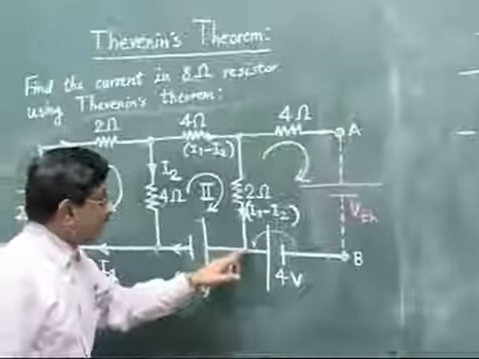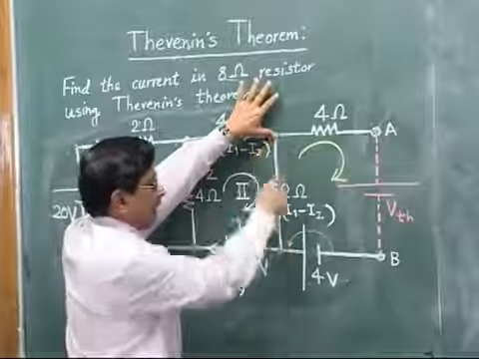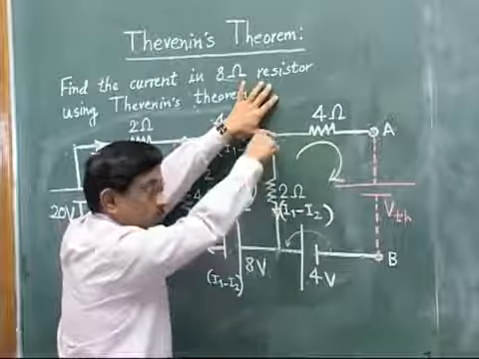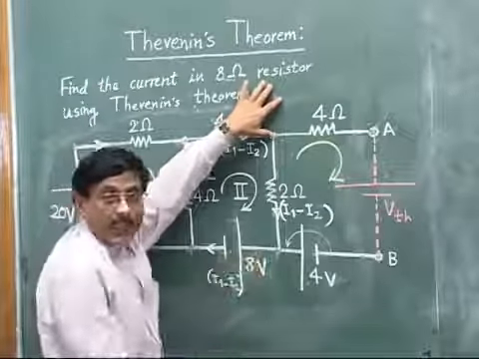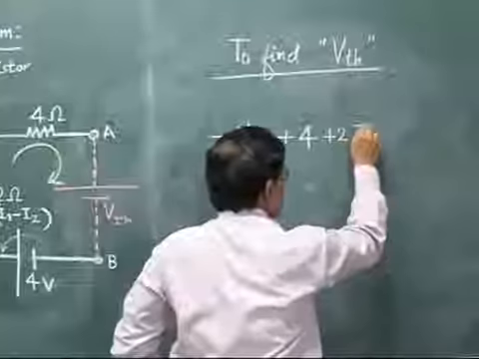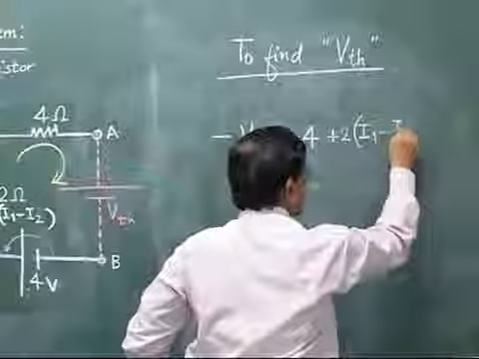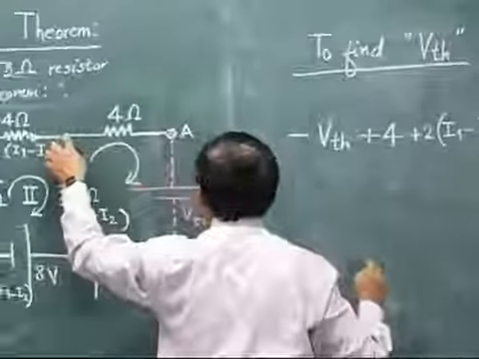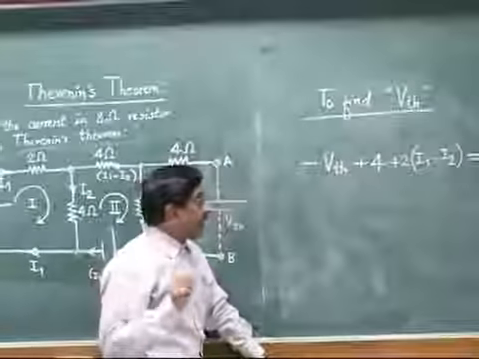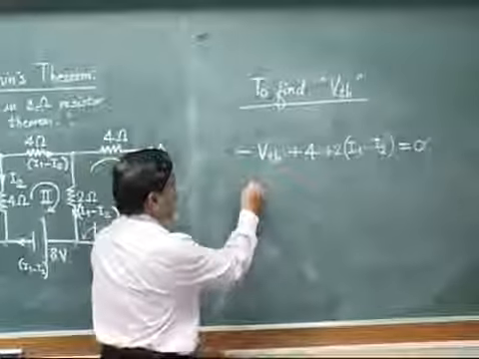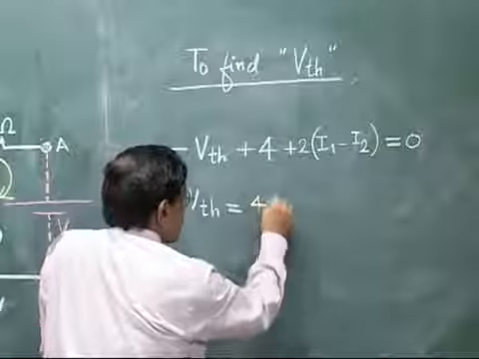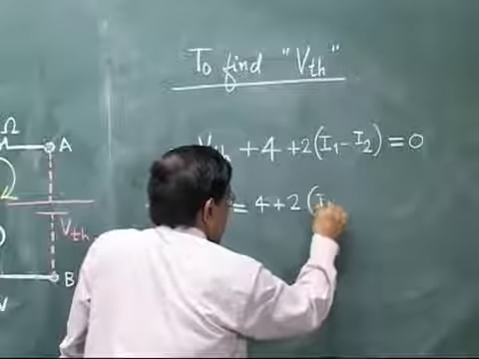And now we have reached to this point, the original point from where we started. See, we are moving upwards, but the current I1 minus I2 is moving down in this branch. So it will be a voltage rise. So plus 2 times I1 minus I2. And now we have reached to our original point, and this will be equal to 0. So this now we will simplify for finding out the value of VTH. Hence I can write that VTH must be equal to what? I take VTH to one of the sides. So 4 plus 2 times I1 minus I2.